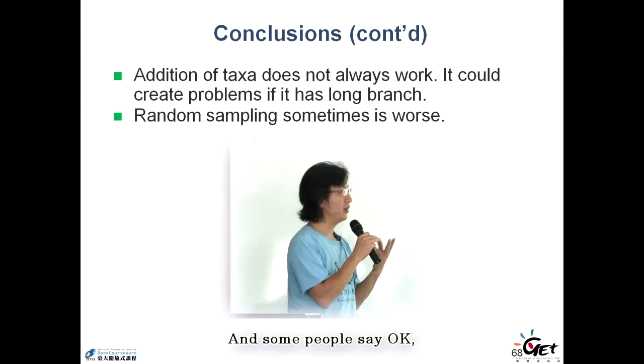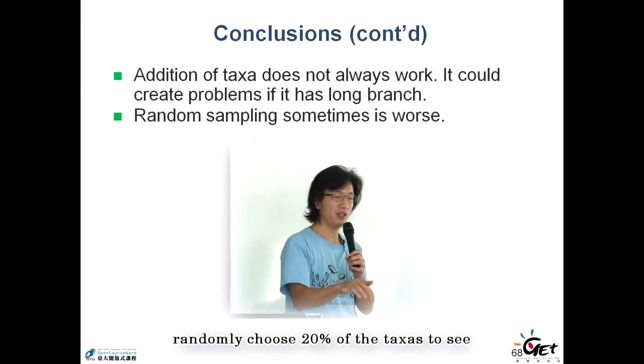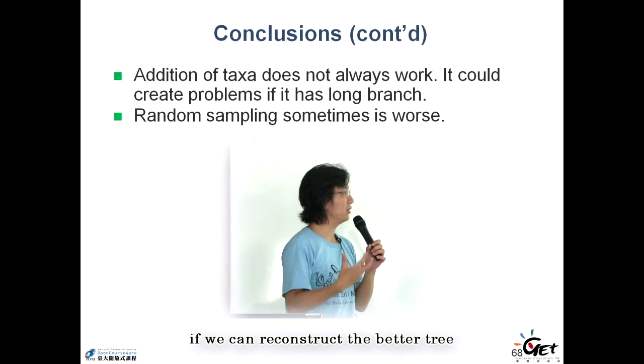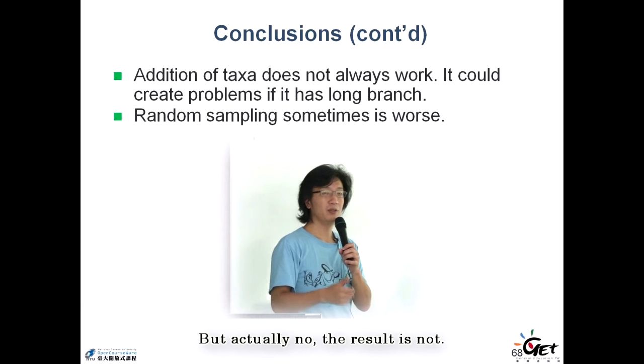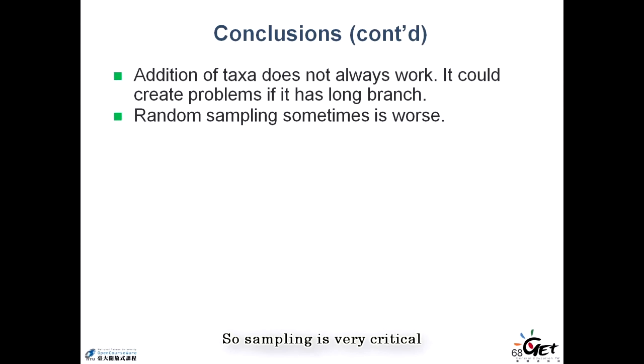And some people will say, okay, how about random sampling? So there are some simulation data, where they randomly choose like 20% of the taxa and see if we can reconstruct the best tree. But actually no, the result is not good. It's even worse than when you just choose particular cases. So sampling is very critical. Although it's biased in a sense, you can say it's a little bit of personal opinion in choosing which taxa to choose. But if you know the taxa well, then I think you will make a better judgment according to it.